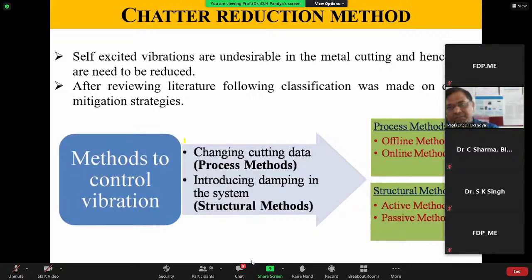This classification is made by my research team, because there are a number of researchers classifying these chatter reduction techniques in different ways. So on the basis of the literature review, we classified into these four categories: the process method and the structural method. The process method is offline and online, and the structural method is an active method or the passive method. All of us are aware of the offline process method and the online process method. We will discuss this more.